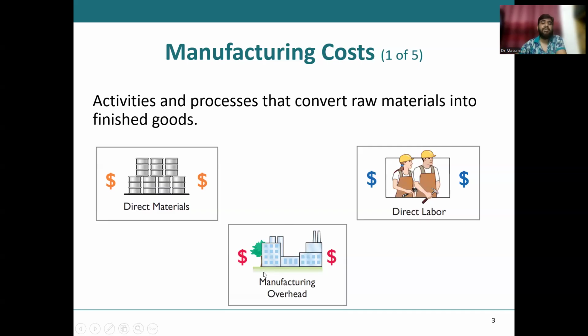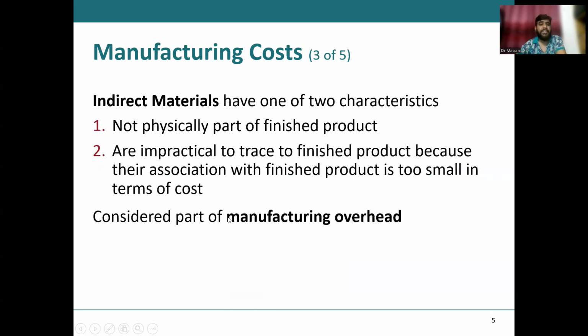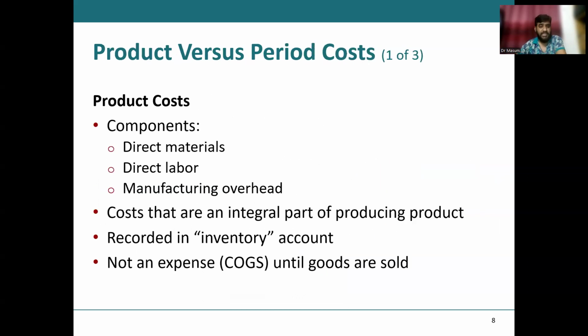So direct materials, direct labor, and manufacturing overhead, this is known as the product cost. This is known as the production cost. This is known as the manufacturing cost. We have already defined direct materials, direct labor, and manufacturing overhead cost. So this is also known as product cost. And there is another cost that is known as period cost. Period cost means operating cost. Operating cost means administrative cost, and sales and marketing cost. We have shown you before in the annual report, period cost.